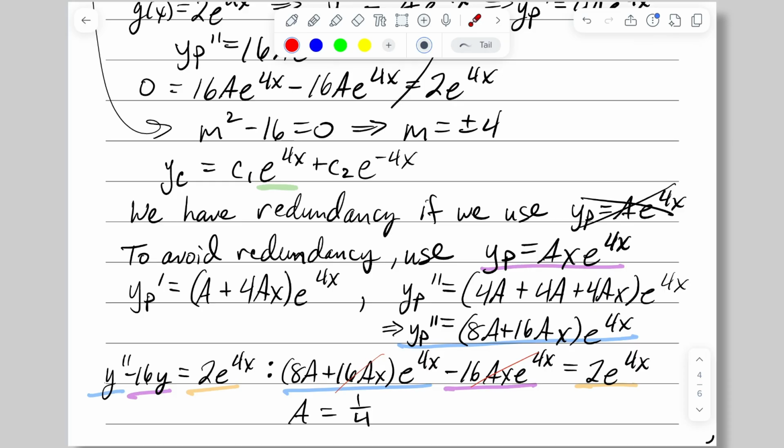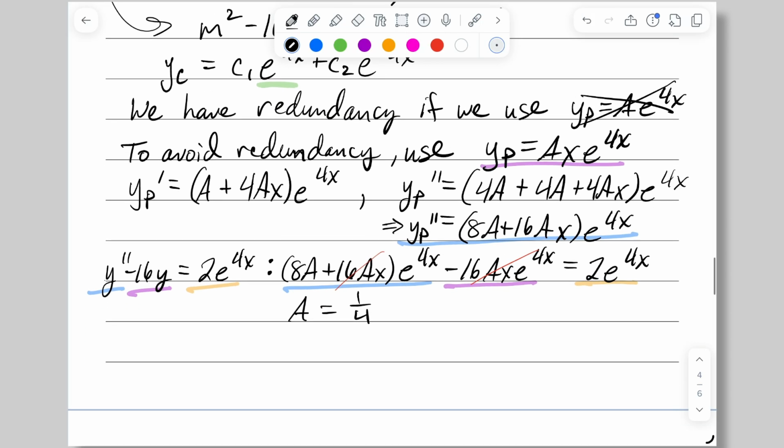The derivative of yp is a plus 4ax times e to the 4x. And then yp double prime is 8a plus 16ax, all of that times e to the 4x. Putting that into our original differential equation gives us 8a plus 16ax times e to the 4x minus 16a e to the 4x is equal to 2e to the 4x. We can see that all the x terms on the left add up to 0. They should, because there's no x term on the right-hand side. And since 8a is equal to 2, we get that a is equal to 1/4.